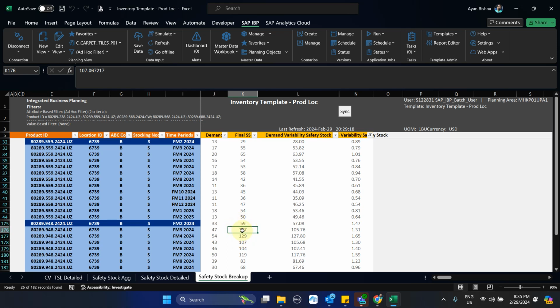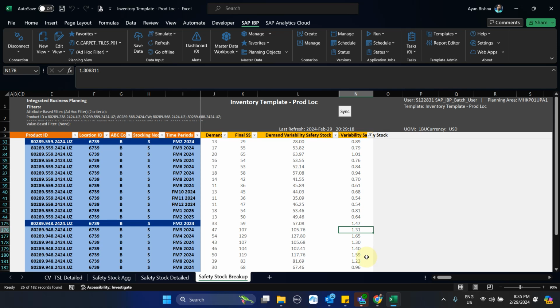This 107 has been generated because of primarily two factors. One is service variability, which is basically by lead time, and the other is demand variability. So out of this 107, 105 has been generated because of my higher forecasted error CV, whereas this 1.31 has been generated because of my lead time variances. Similarly, if I had production variances, it would have given me a further bifurcation.